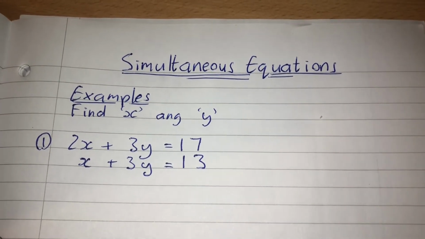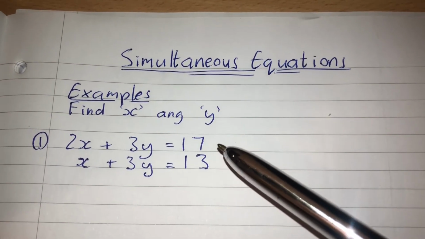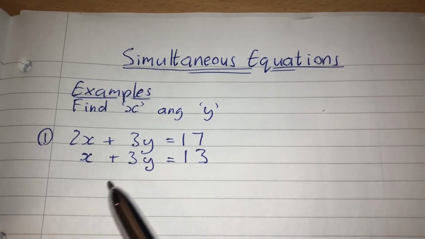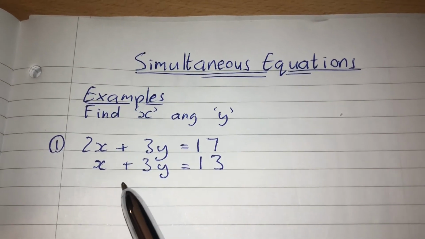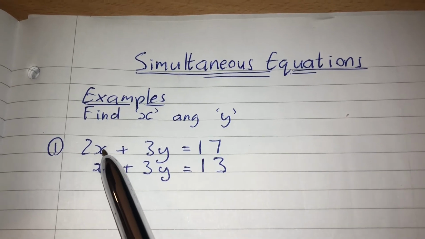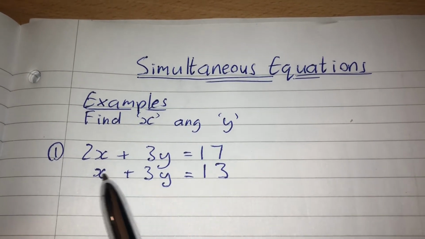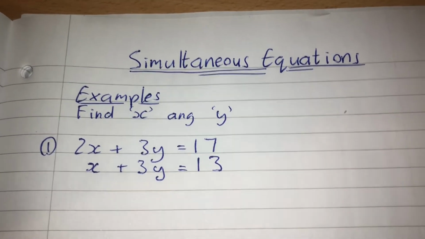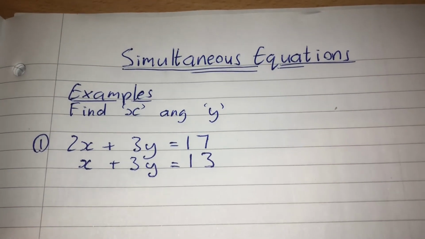I'll start off just by explaining what a pair of simultaneous equations are. Simultaneous equations are where you have two or more equations where the values of x and y are the same within each one. So we can use that information to go about solving them.